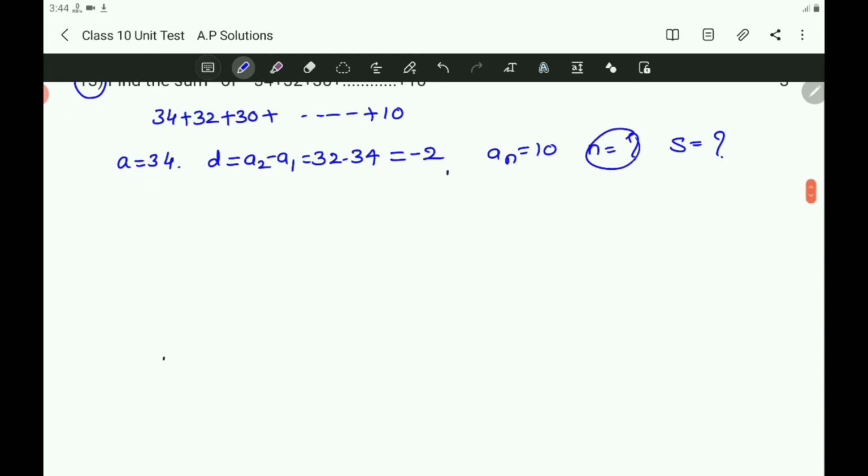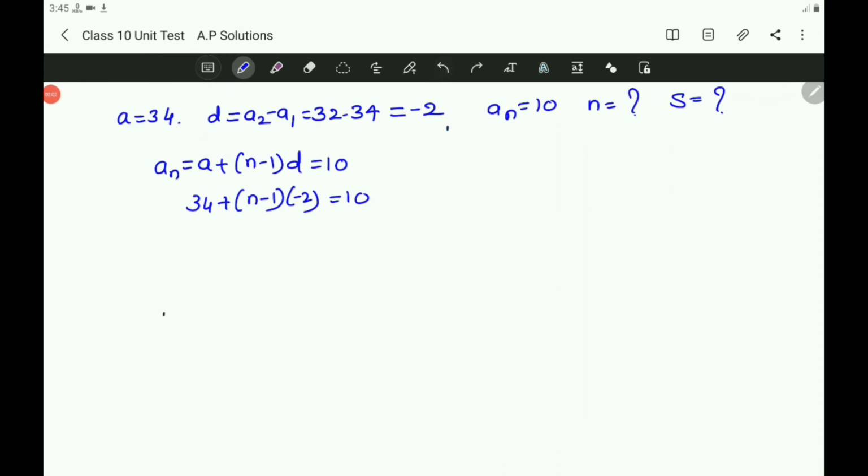Now to find n, use the relation an. Use the formula for an because an is known. So you write the formula for an: an equals a plus n minus 1 into d. an is 10, you write 10 here. And you write the value of a. a is 34, plus you write n, as it is to be found, n minus 1 into d. d is minus 2.